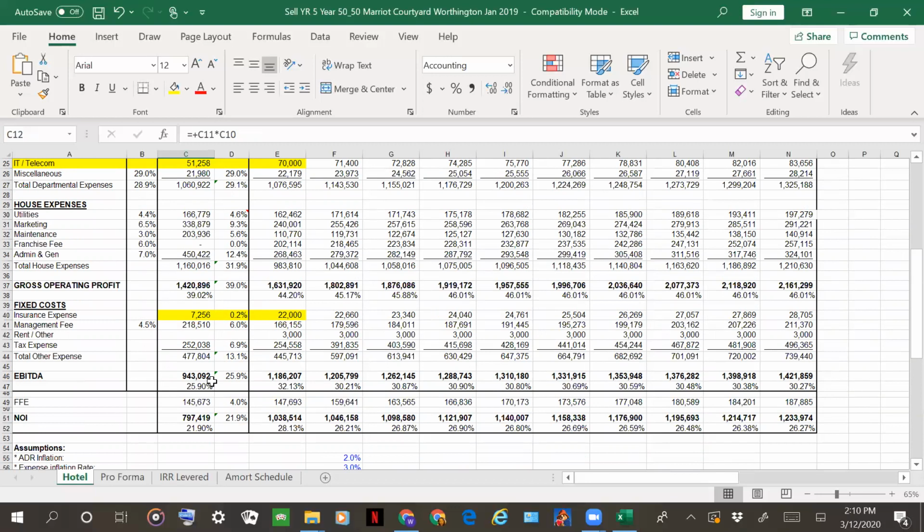And so this is the big thing. The EBITDA is 943 and the NOI is 797. So the big thing here is what we like to look at in apartments. We want to really look at this gross operating profit, the 39% gross operating profit. In the hotel business and the groups we work with, we feel that we can operate at a 45% gross op profit. As you see, it's projected to do that.